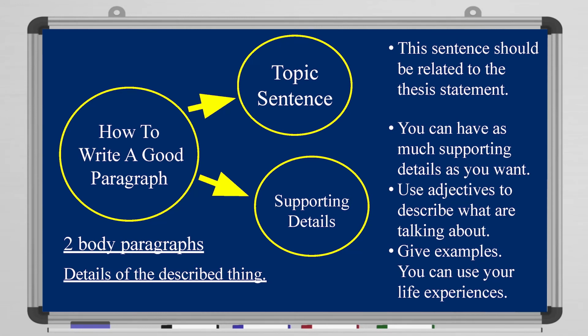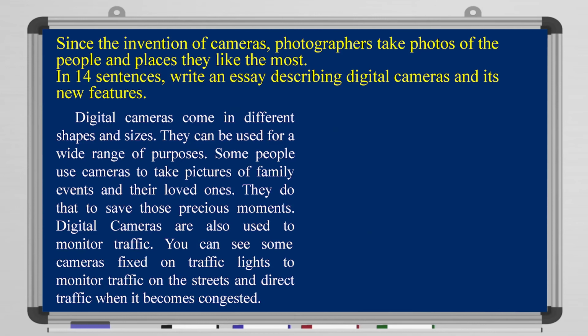So, a topic sentence is always related to your full essay. And then the supporting details come to support that claim. So let's look at this paragraph. Digital cameras come in different shapes and sizes. They can be used for a wide range of purposes. Some people use cameras to take pictures of their family events and their loved ones. They do that to save those precious moments.